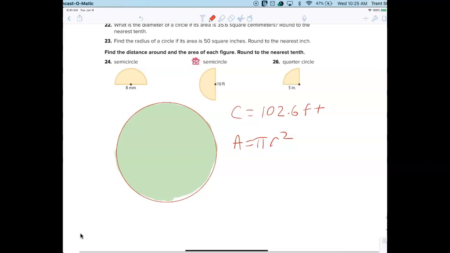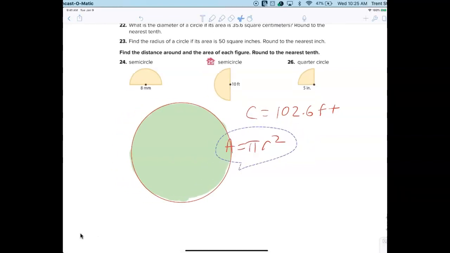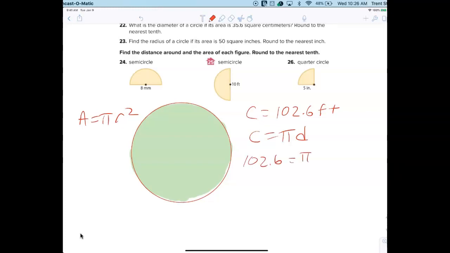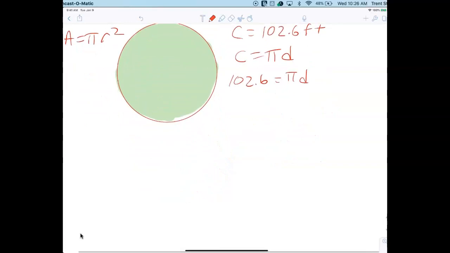Your job is to try to figure out how can I find the radius. What do you think I have to do? Hold on right there. Beautiful. Exactly correct. The clue was that they gave you the circumference. And from yesterday, we can remember that the formula is pi times d. So we're going to say 102.6 is equal to pi times d. And then she said beautifully, we're going to divide both sides by pi.